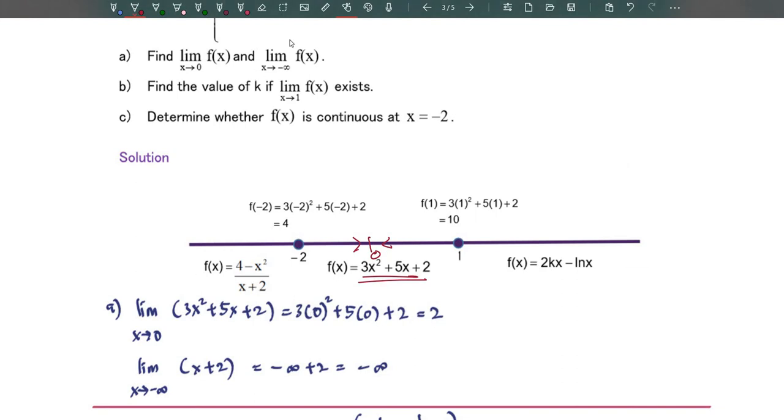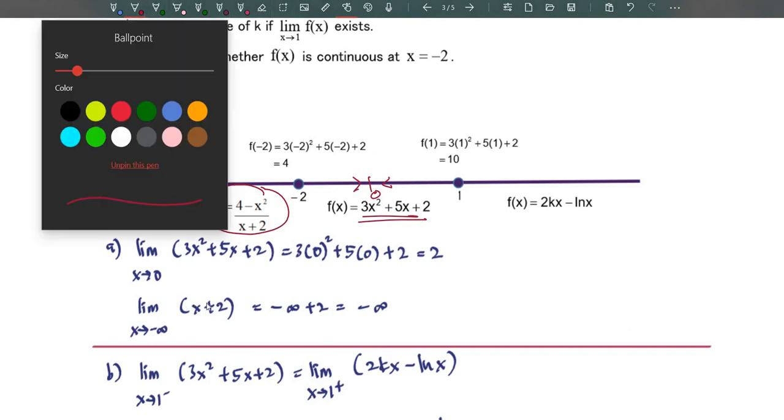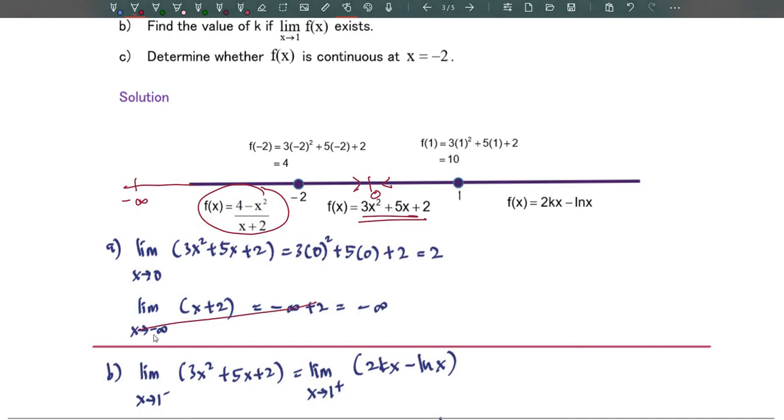And then the next one, determine the limit of f(x) when x approaches negative infinity. Where is negative infinity? Negative infinity can be assumed to be right here, which means it will involve this function. Sorry for my mistake here. I will do it again. This one is incorrect. It would be this one.